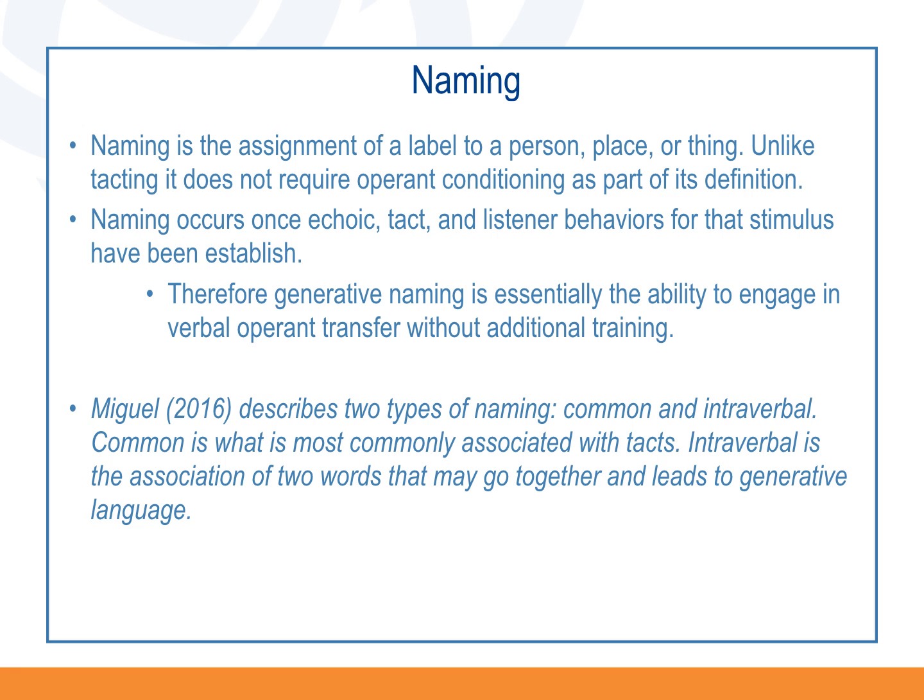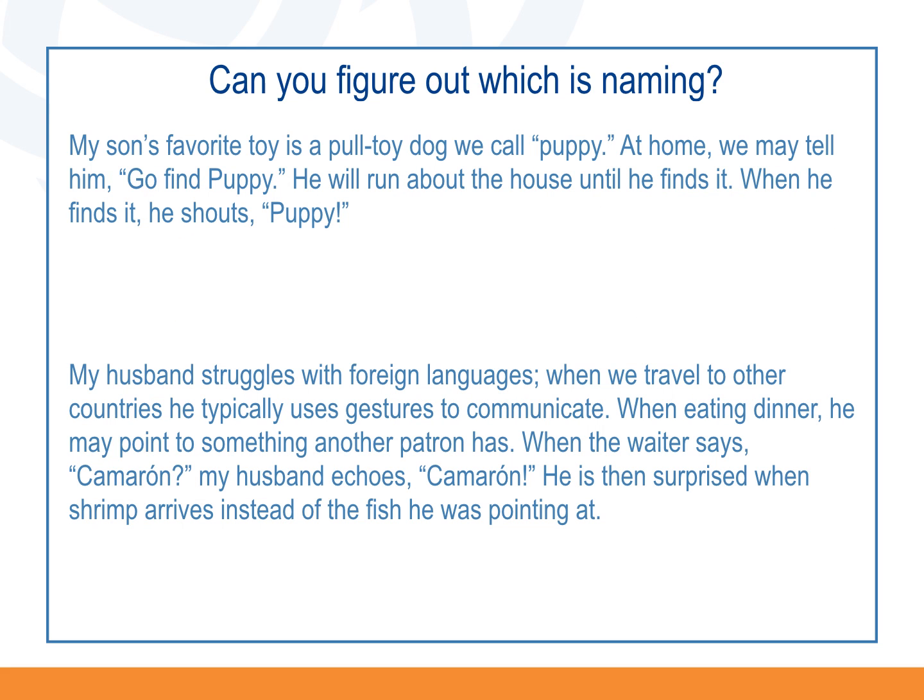Common naming is just what we think of as the regular name of this thing, it's a bed, it's a car. Intraverbal naming is more the association of things that may go together, and that may be where you get some more of that generative language. So, a shovel and a pail, a sock and a shoe, you associate these things through this naming process. So let's do a quick check of skills.